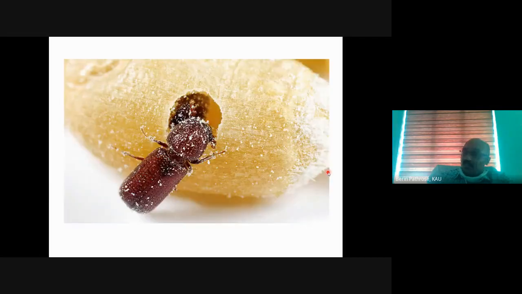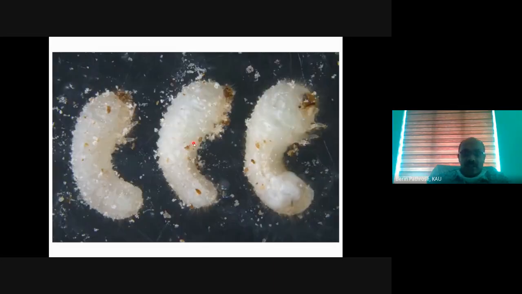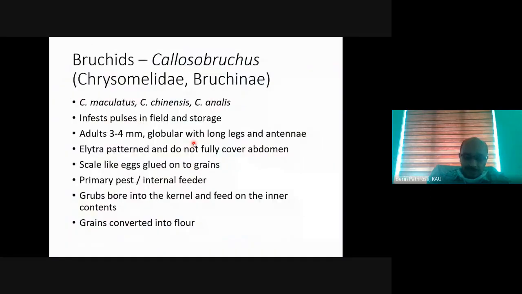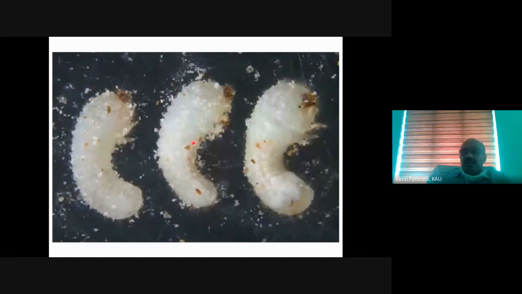Both adults as well as the grubs damage. You can see the entire inside of the grain is fed on by the insect, and you can see numerous holes on the grain. This is the picture of the grub. So this is with respect to the lesser grain borer Rhyzopertha dominica.